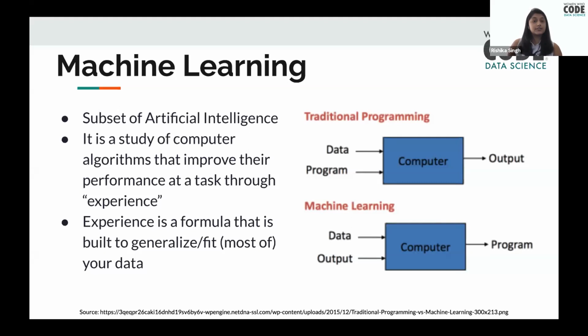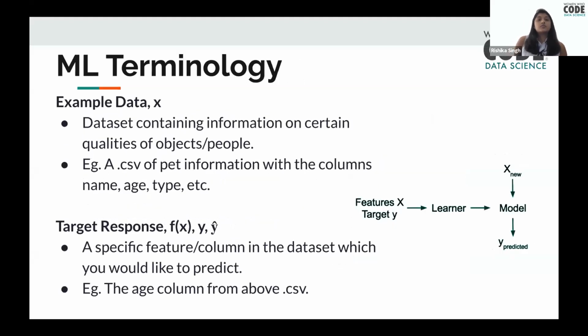And to just clarify some terminology that's commonly used for machine learning. So we have our example data, or X, and this is the data set containing information on certain qualities of objects or people. So for example, this can be a CSV file of pet information with the columns name, age, type, etc.